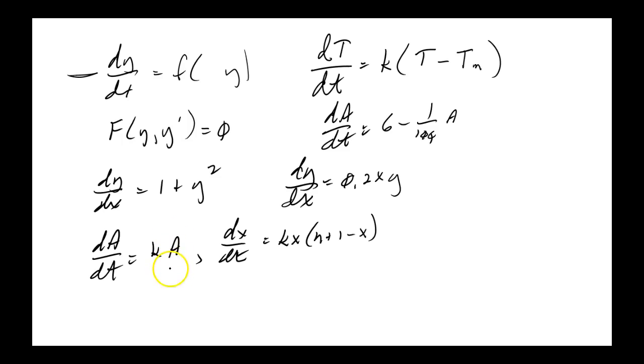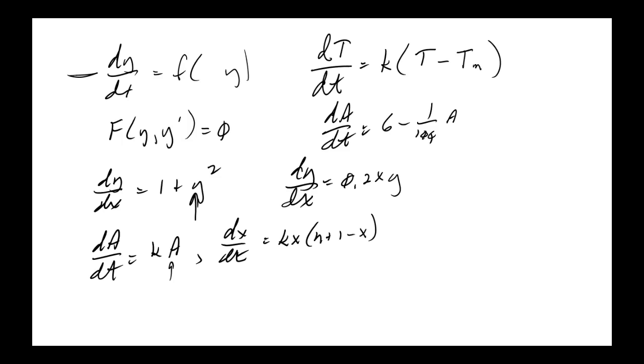So, a equals 0, that would be 1. This one doesn't have a critical point, does it? Because this equation doesn't have a 0. This is always positive. This would have a 0 where x equals 0 or where x equals n plus 1. This one is not autonomous anyway.